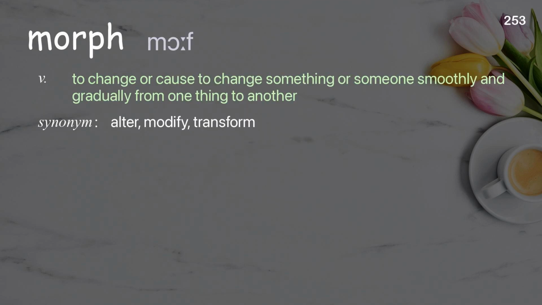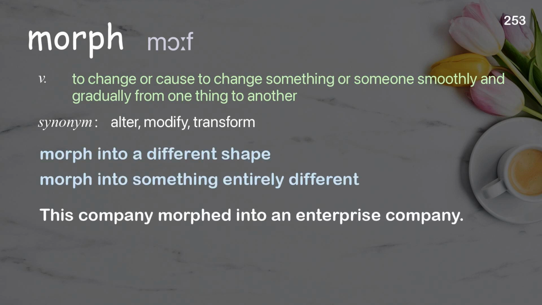Morph. To change or cause to change something or someone smoothly and gradually from one thing to another. Examples: Morph into a different shape. Morph into something entirely different. This company morphed into an enterprise company.